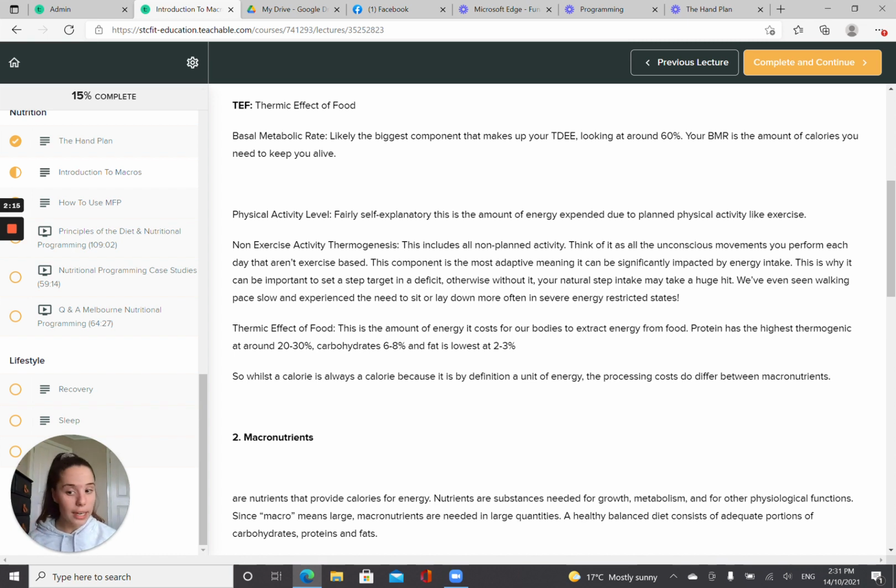So your training program. Then we're looking at non-exercise activity thermogenesis. This includes all non-planned activities. Think of this as unconscious movement that you perform on a day-to-day basis that isn't exercise-based. It could just be involuntary fidgeting or bouncing your leg, or anything that you're doing that is keeping you moving that you're not necessarily being conscious of.